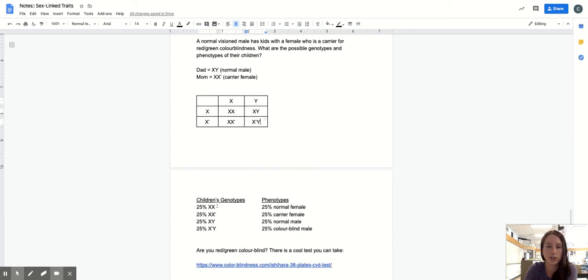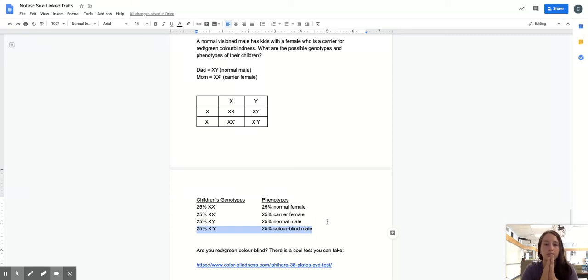So the children's genotypes: 25% XX, so that's 25% normal female for phenotype. 25%, this is the XX, but with one of them being X prime, 25% carriers. We've got 25% XY, normal males, and 25% X prime Y, so 25% colorblind males.